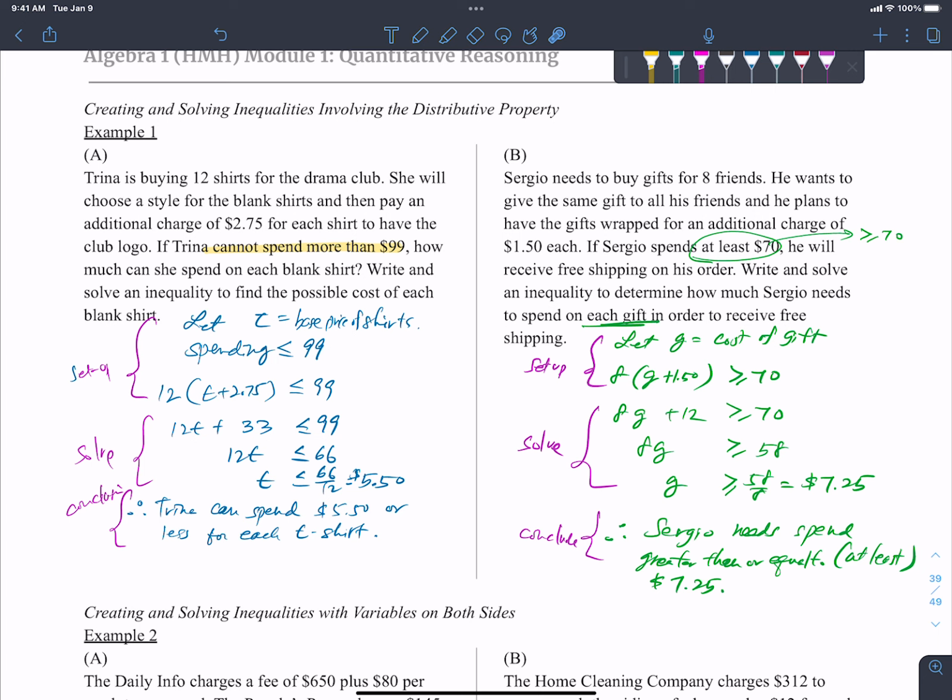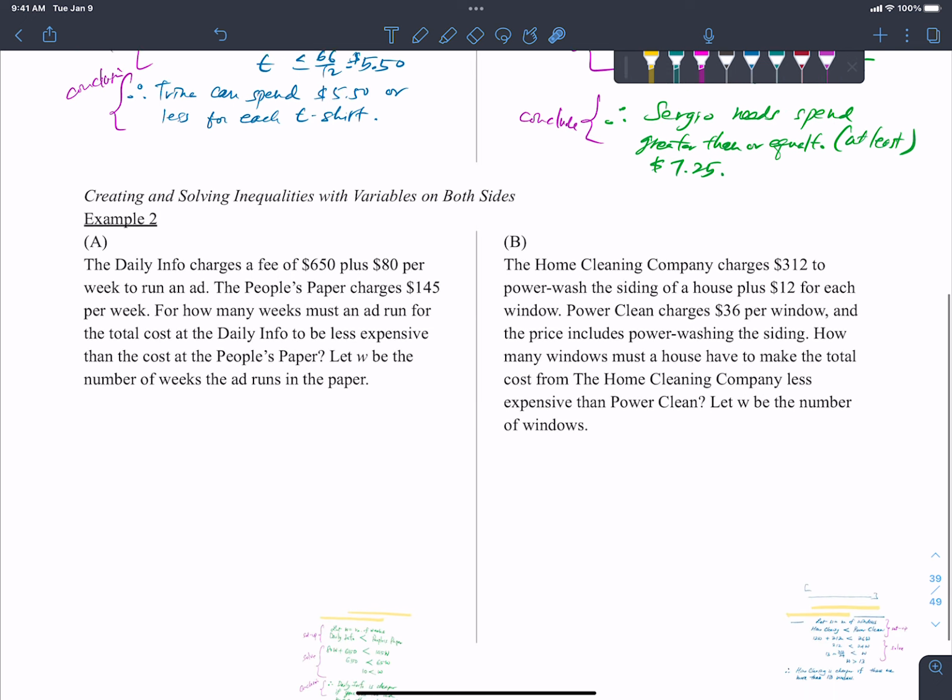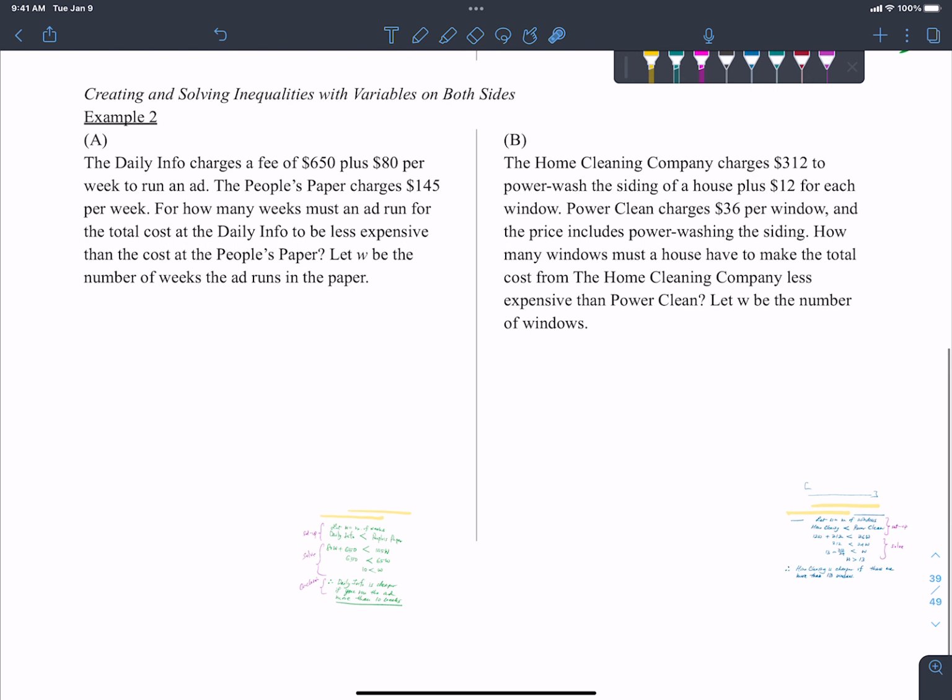So in this particular case, I guess Sergio has to spend at least $7, right? Which is kind of like the opposite problem that most people have. Okay. All right, we got 2 more problems that we would have done in class. Okay, I'm going to give you an opportunity to read that. Let's pause the video. Try the example 2A.